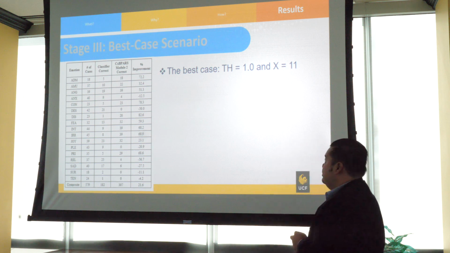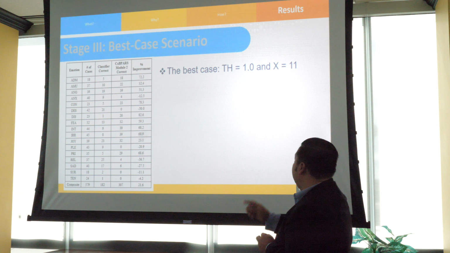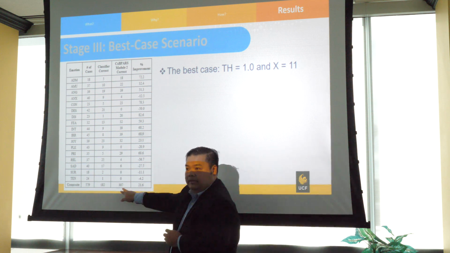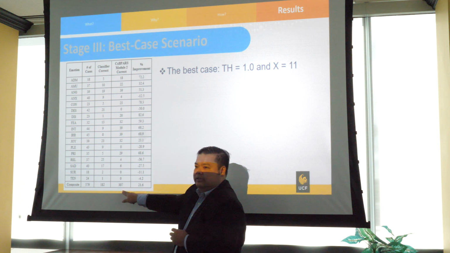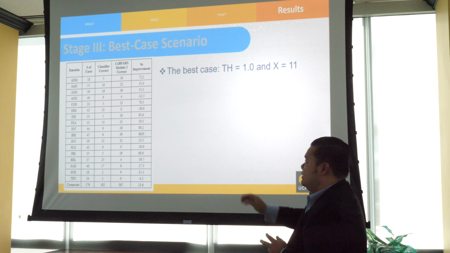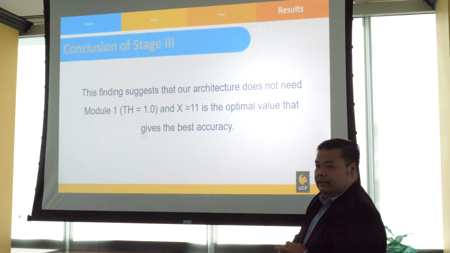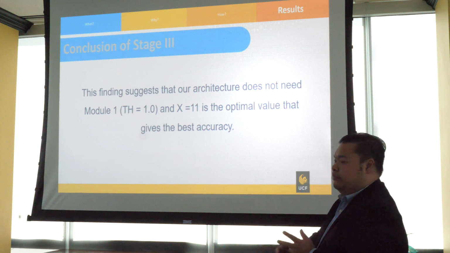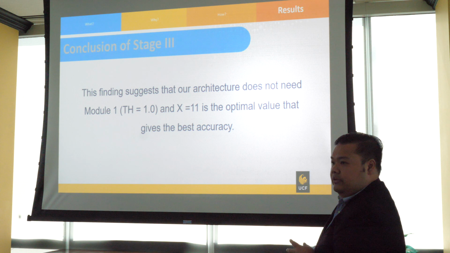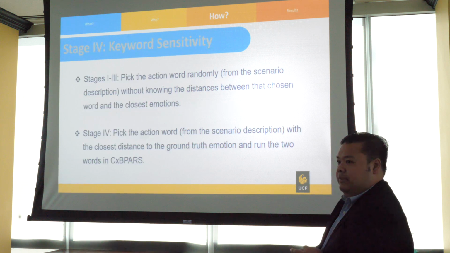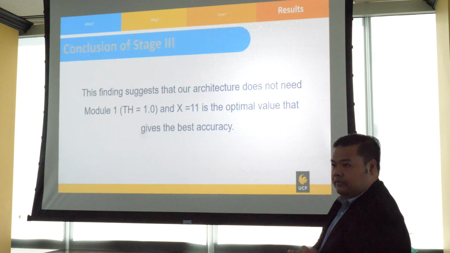So basically this is the best scenario when TH equals 1 and X equals 11. It's not too much different. This one's like 3.307. I think for X equals 10, it was like 305 or 306. Not too much different from this best case scenario. So from this stage number 2 experiment, we conclude that we don't need TH model number 1, and X equals 11 is our optimal value. Okay, that gives the best accuracies. Any questions so far?